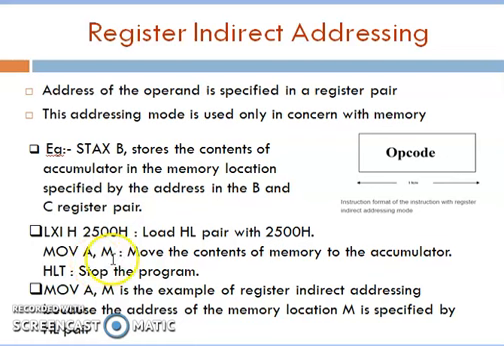And MOV A, M also comes under the category of register indirect addressing. MOV A, M means the contents of the specified memory location is to be moved to the accumulator. The contents of which memory location? That will be specified in the HL register pair. Therefore, before using the instruction MOV A, M, the memory location address will be loaded into the HL register pair.